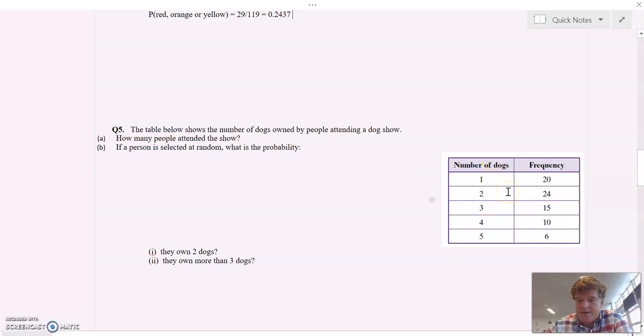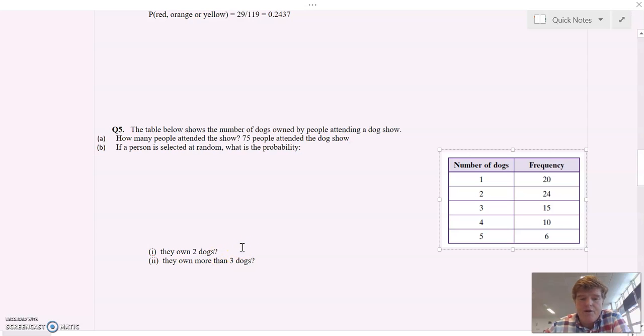It's a little bit tricky here, I think. Right, so the number of dogs: 20 people had one dog, 24 people had 2 dogs, 15 people had 3 dogs. There's some keen people with their dogs. 10 people had 4 and 6 had 5. So we can add those up. 20 and 24 is 44, and 15 makes 59, and 10 is 69, and 6 is 75. So 75 people attended the dog show in total. And you can use a calculator for that.